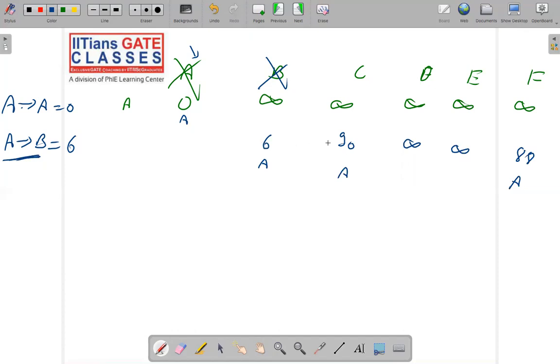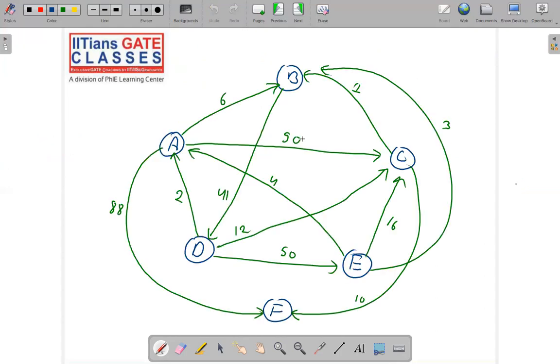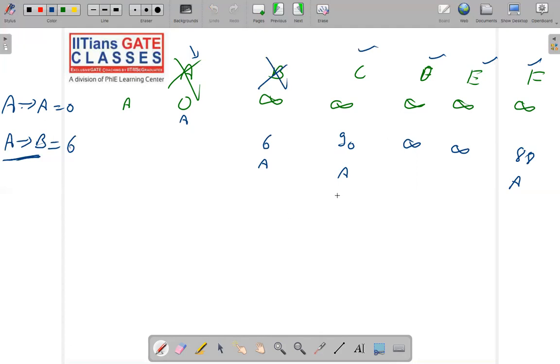Using this path, we will try to minimize every other path. Right now, we have these options: C, D, E, and F. The current path for A to C is 90, A to D is infinite, A to E is infinite, A to F is 88. Let's see if we can minimize any one of these. A to C, B to C: we will see B to C and add 6 to that. There is no B to C edge, so it will remain the same.